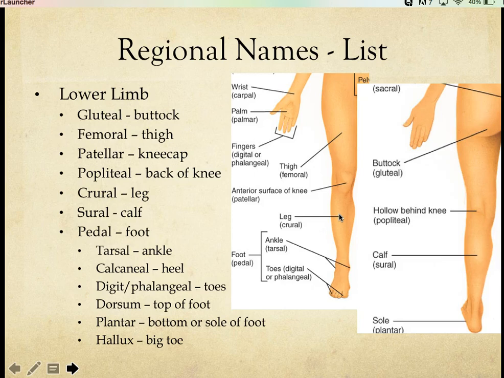Digits, phalanges, toes are named similar to fingers. Dorsum is simply the top of the foot. Plantar is the bottom or sole of the foot. Think of plantar fasciitis. And hallux is your big toe.